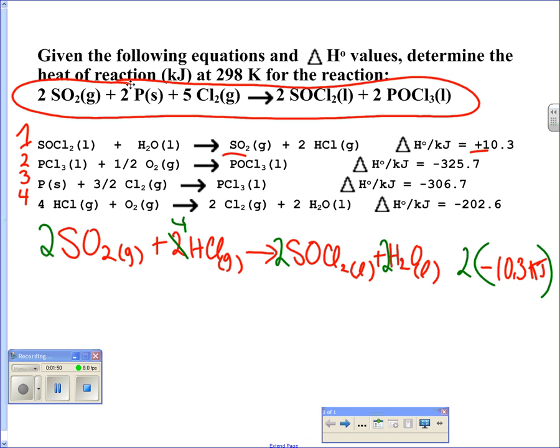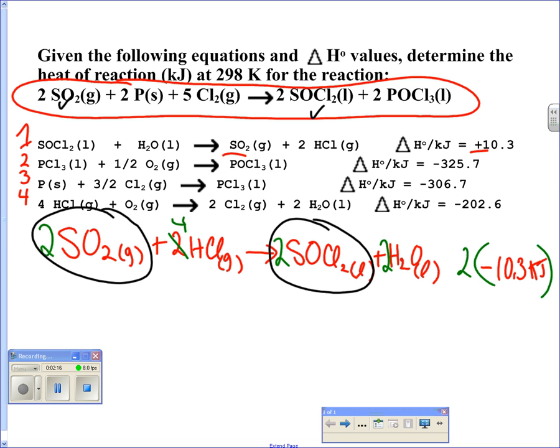Then I'm going to circle everything that this helped me get. I know I have my two SO2s, but it also helped me out a little bit, and I got two SOCl2s. So I have two parts of the reaction, and you can put a little check, check, check.